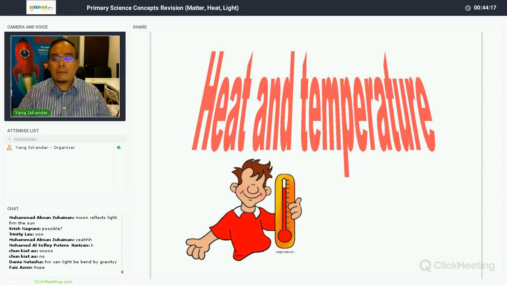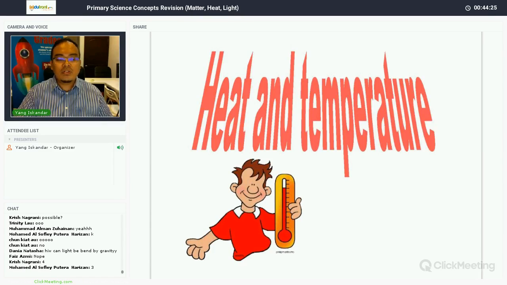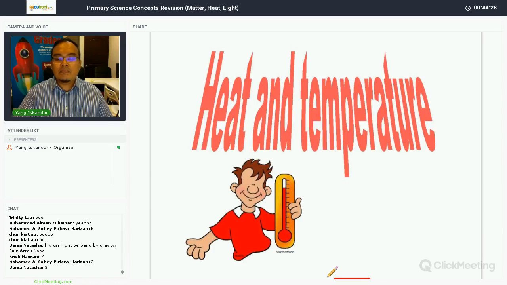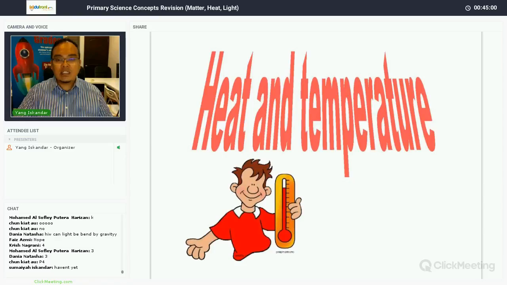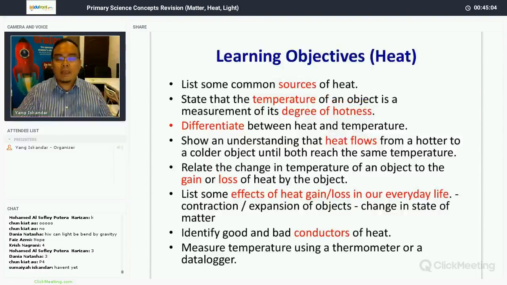Heat and temperature. Now, we learned heat and temperature at primary 4. Some of you may have learned heat and temperature at primary 3, but in most schools you learn heat and temperature at primary 4. Now, heat is one of the bigger topics in PSLE science, and there are many concepts that you need to know. Let's take a look at what you need to know under the topic of heat.